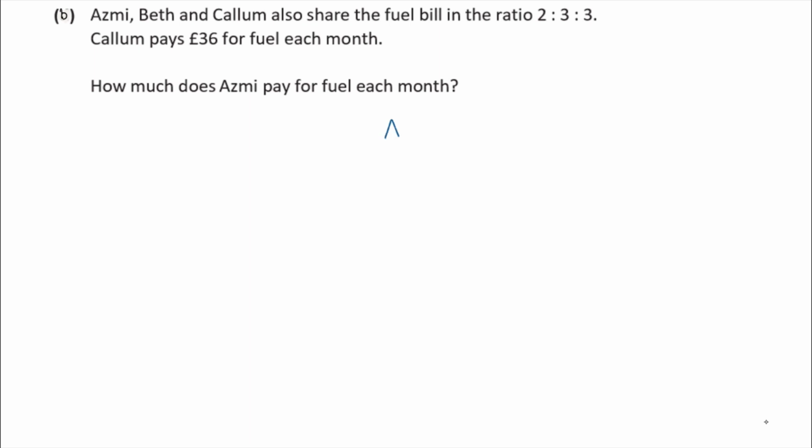Okay, so again we've got the ratio for Asmi, Beth, Callum, and they're in a ratio of 2 to 3 to 3. And we're saying that Callum pays £36 for the fuel. What do the other parts then have to pay? Well, Beth is the same as Callum, isn't it? So that's going to be 36 as well. What about Asmi? Well, if you have a look at what you have to multiply 3 by to get 36, 3 times 12 is 36, isn't it? So that's been scaled up by a factor of 12. So if I scale up this side as well by a factor of 12, then 2 times 12, that's 24.